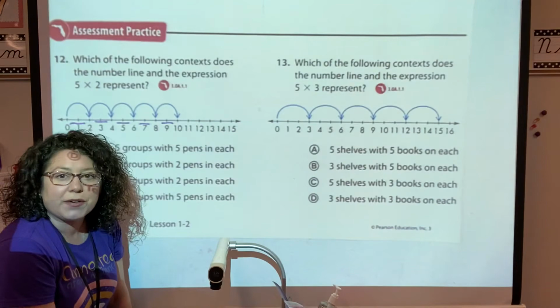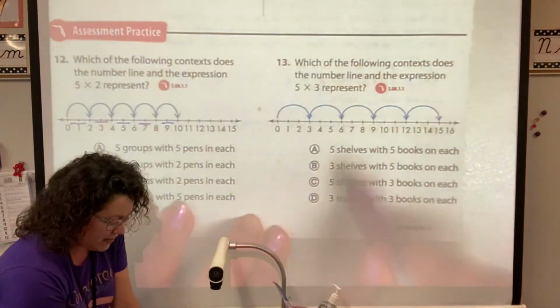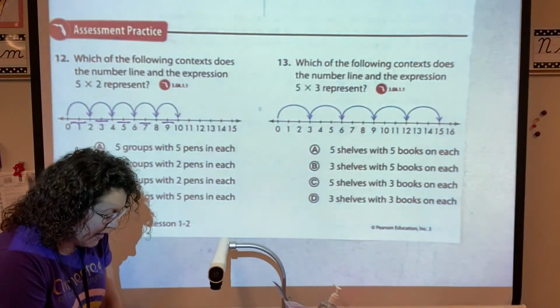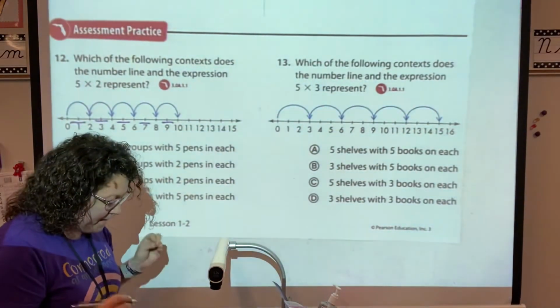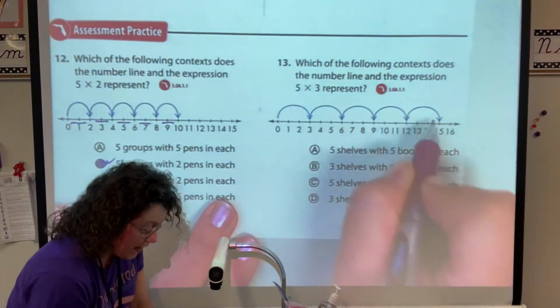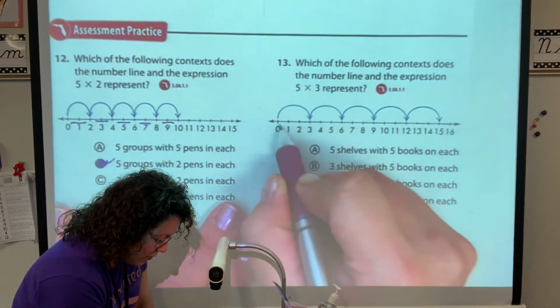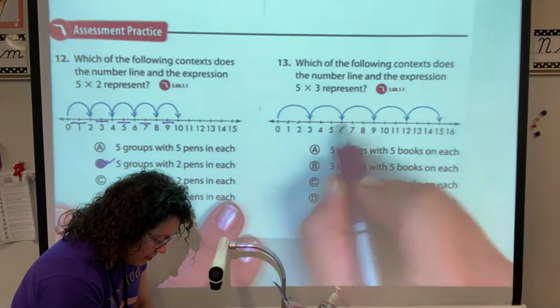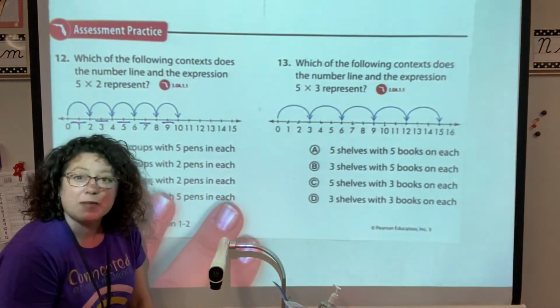Let's look at number 13. Which of the following contexts, that's here, does the number line and the expression 5 times 3 represent? Again, in your head, 5 times 3. 5 groups, 1, 2, 3, 4, 5, yep. And there's 3 in each group, 5 groups of 3. 1, 2, 3, 1, 2, 3, 1, 2, 3, 1, 2, 3, 1, 2, 3. 5 groups of 3.